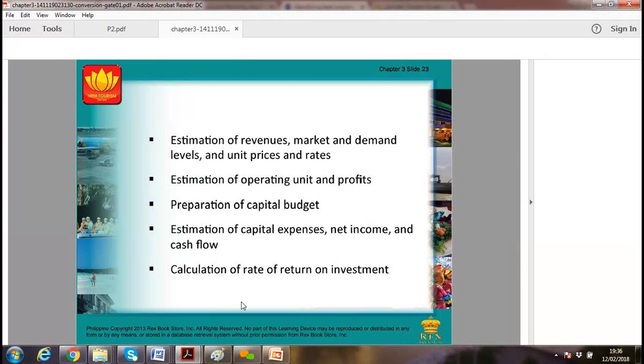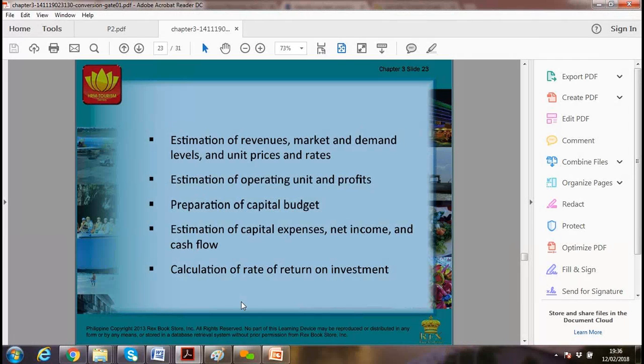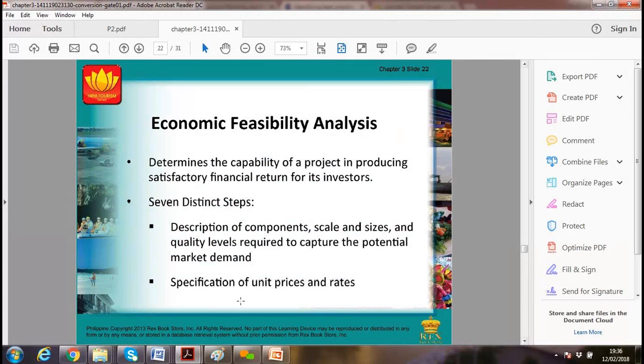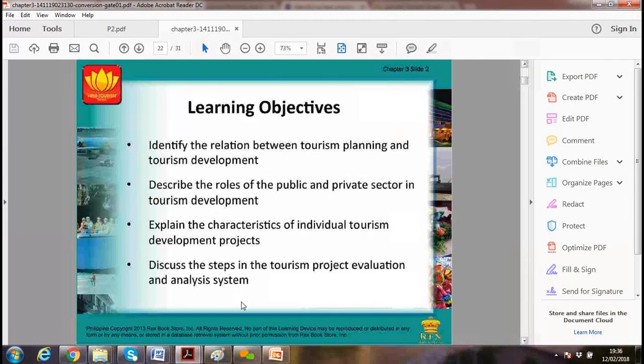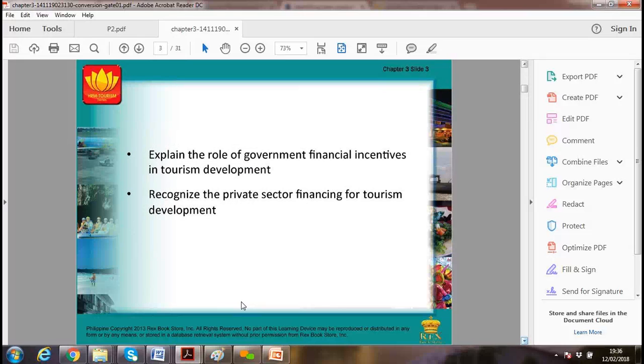So today I picked a few slides which we'll go through. We'll go through the relationship between tourism planning and development, the role of public and private sectors in the travel and tourism industries, and in a project, the different steps we can take. The role of government as a public sector organization can be significant, and private sector financing.